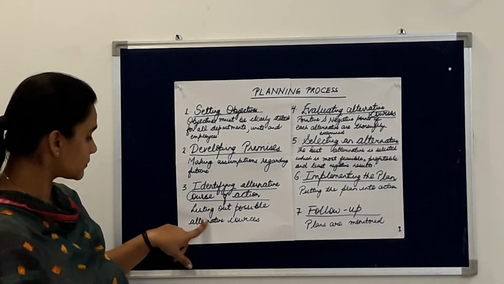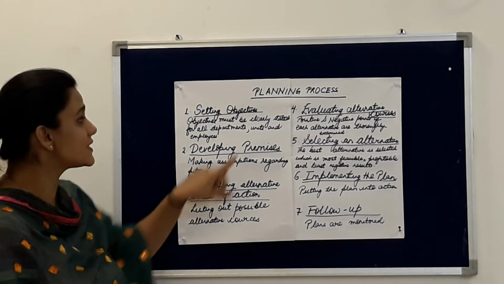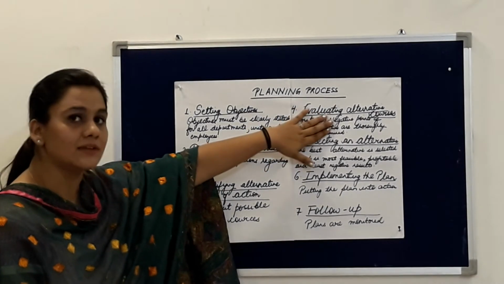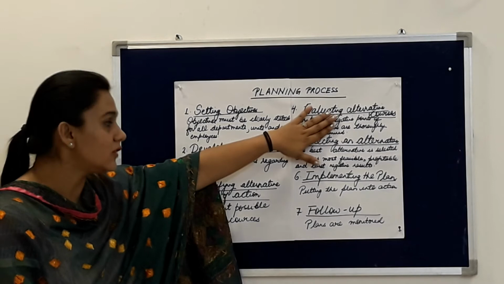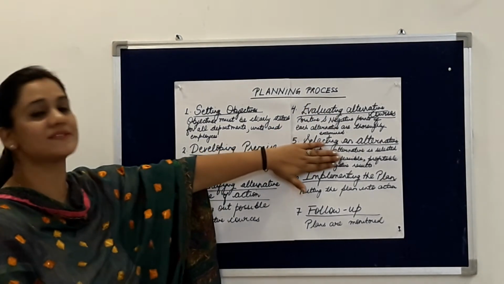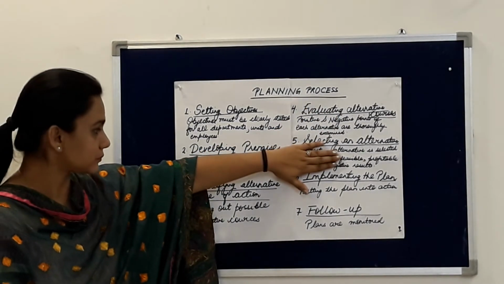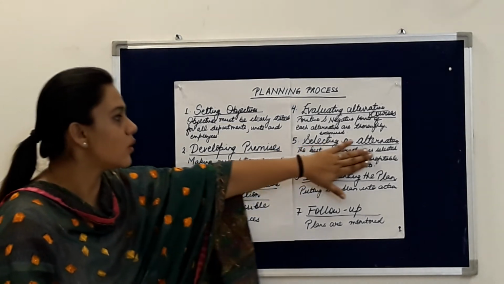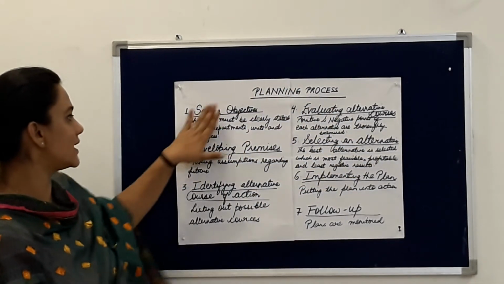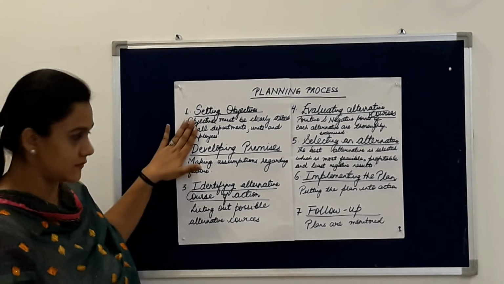We list down all the alternatives, then we evaluate, that means we find the positive and negative points, and then finally we select an alternative. So finally our alternative is selected, that is how we can achieve our objective.